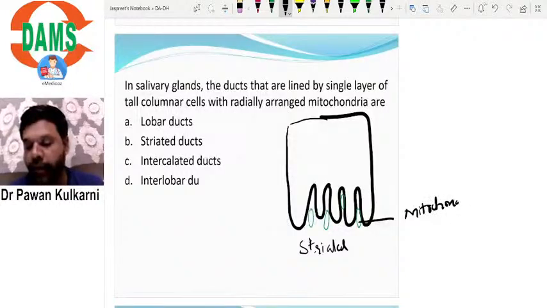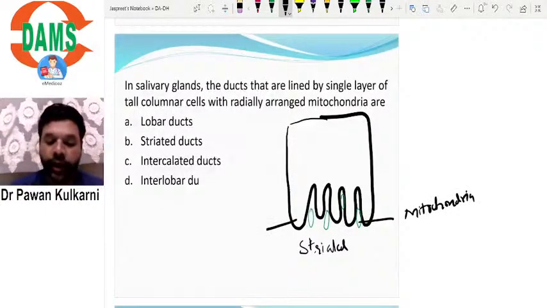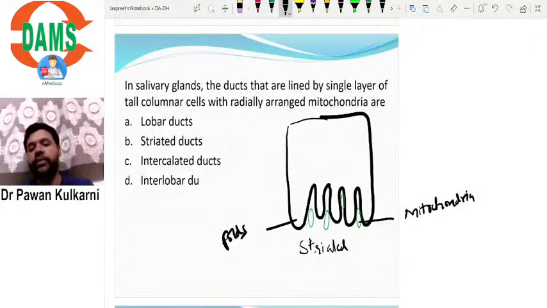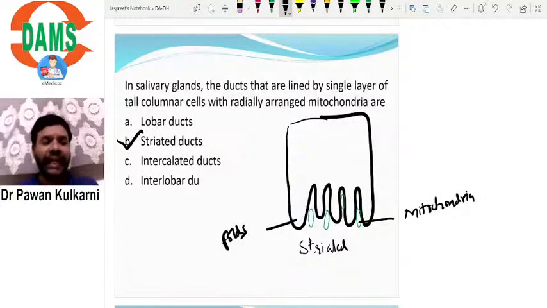So these basic folds and these mitochondria are responsible for this striated appearance. So striated duct is the answer. Why is mitochondria there? The simple reason, mitochondria produces ATP, and we know that here whatever ion exchange that takes place in the saliva is against the concentration gradient, hence it requires mitochondria.